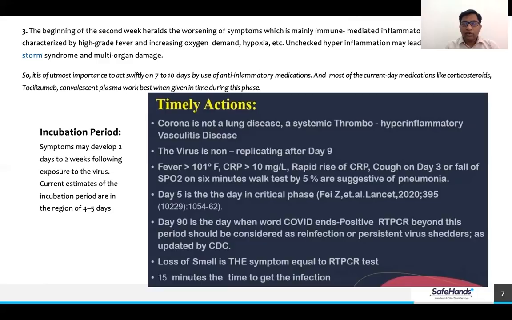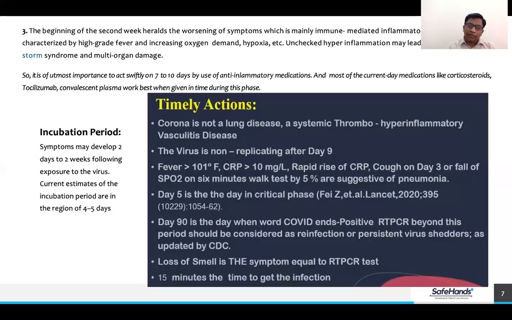Most of the currently used medications like corticosteroids, tocilizumab, convalescent plasma work best when given in time during this phase. Incubation period: symptoms may develop 2 days to 2 weeks following exposure to the virus. Current estimations of the incubation period are in the region of 4 to 5 days.